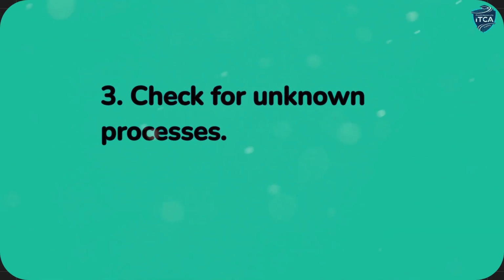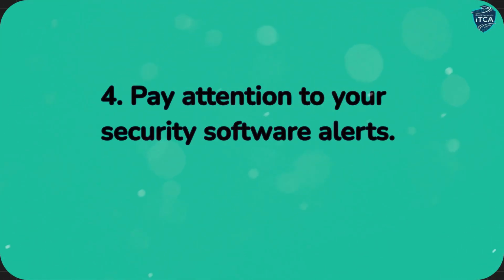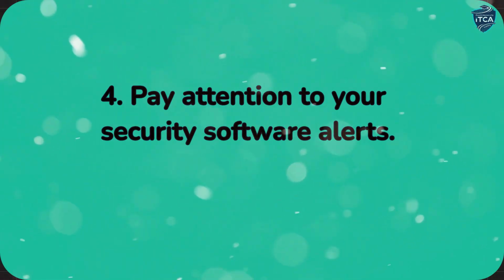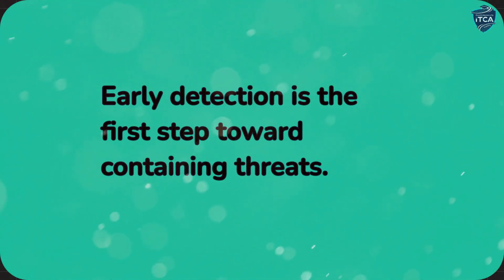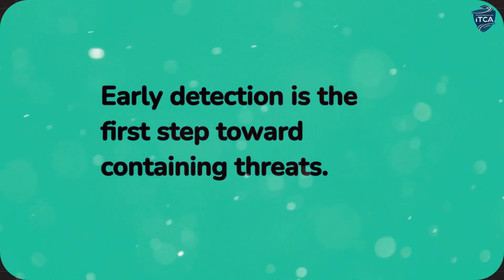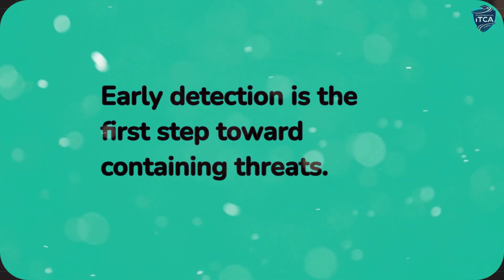Third, check for unknown processes running in the background. Open your Task Manager or Activity Monitor and look for anything suspicious consuming your resources. And finally, always pay attention to your security software alerts. If your antivirus stops updating or gets disabled without your action, that could be malware trying to cover its tracks. The key idea here is simple. Early detection is the first step toward containing threats and moving toward professional malware analysis.